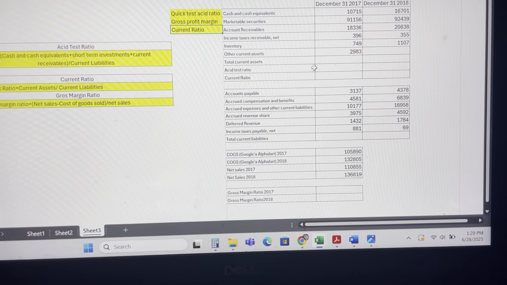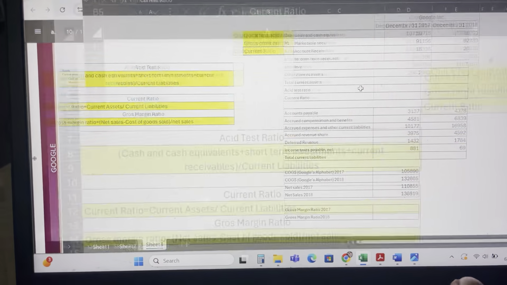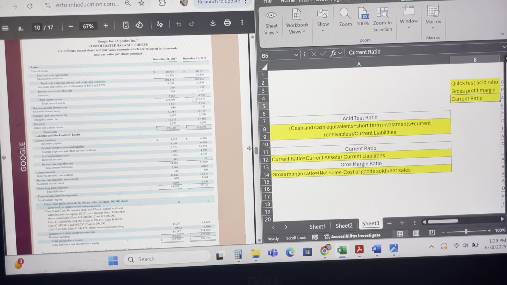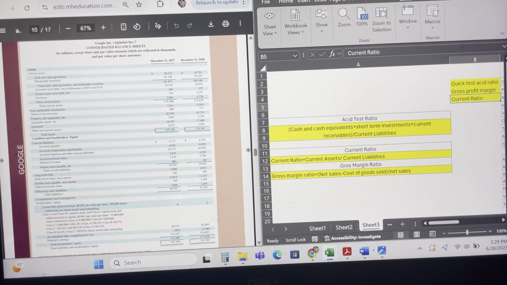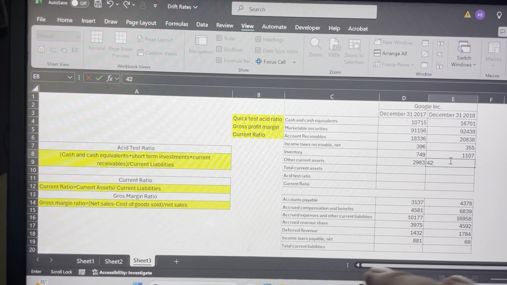I forgot to put here the other current assets. 4,236. All right.